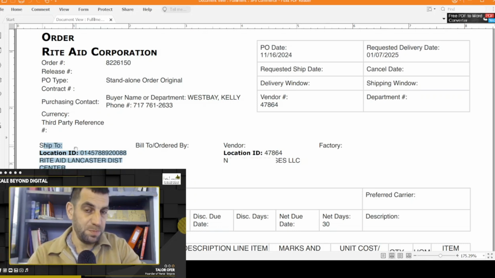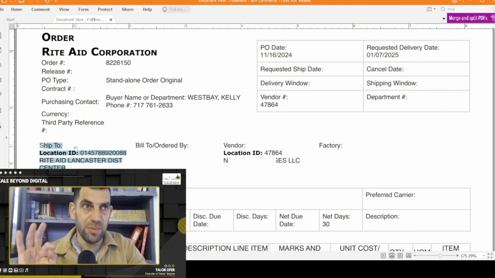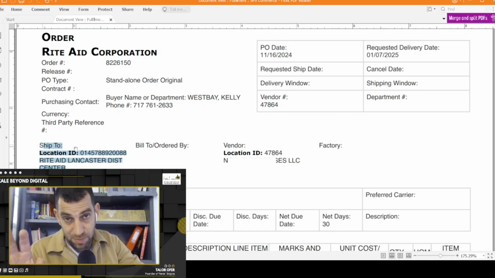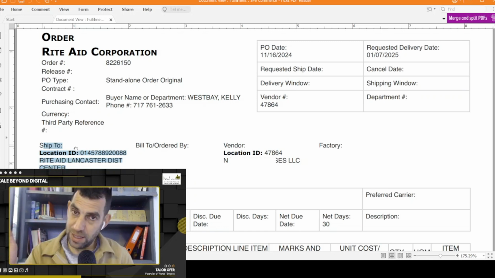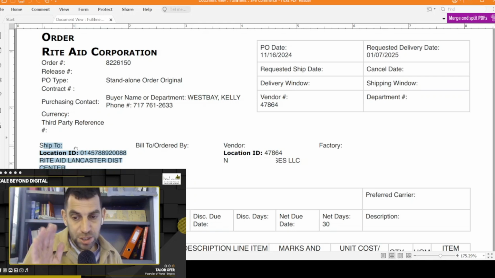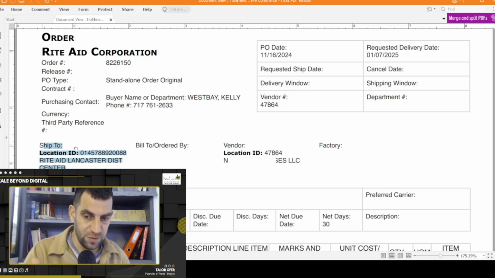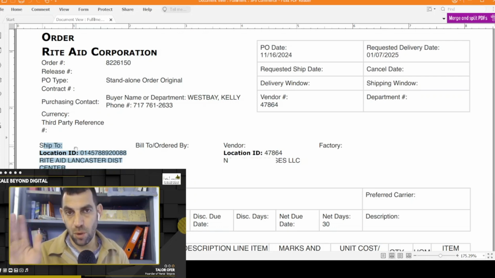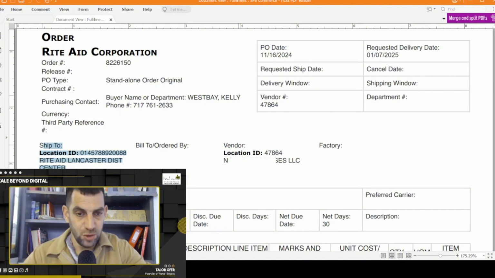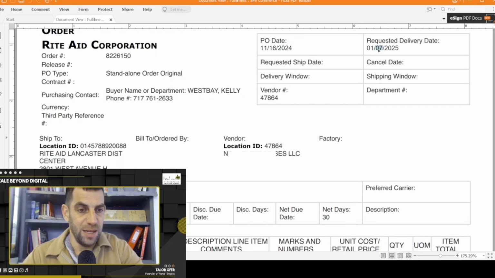There's a difference between the ship to and bill to. With small stores, it's probably going to be the same, but when it comes to retailers, especially like RiteAid, you're going to bill the company headquarters, but you're going to ship to the company warehouse location, or at least one of them. Some of the retailers have more than one warehouse location. Okay, and then before we dive into the actual purchase order, you're going to see here a PO date, which was again November 24, and the shipping date, the requested delivery date.